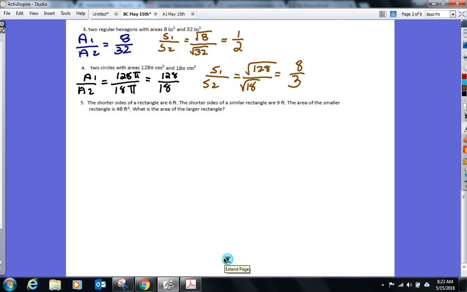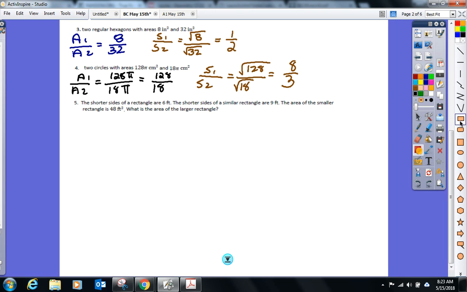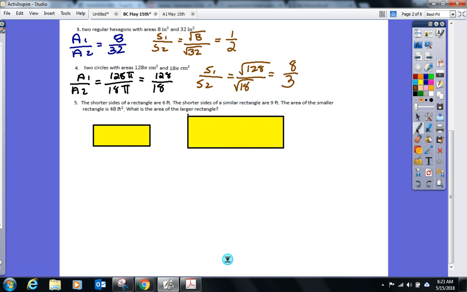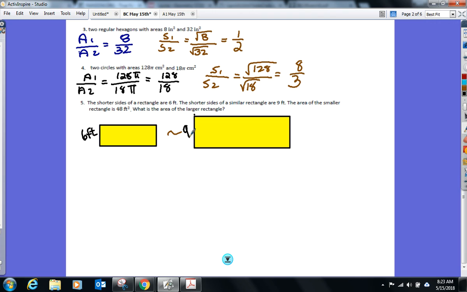Shorter side of a rectangle, 6 feet. Shorter side of a similar rectangle, 9 feet. All right, so let's see. I got a tiny rectangle, a little bigger rectangle. You guys know they're similar, perfect. I got 6 feet for the shorter side of the first one, 9 feet for the shorter side of the second one. The area of this one is 48 square feet. What's the area of that one?